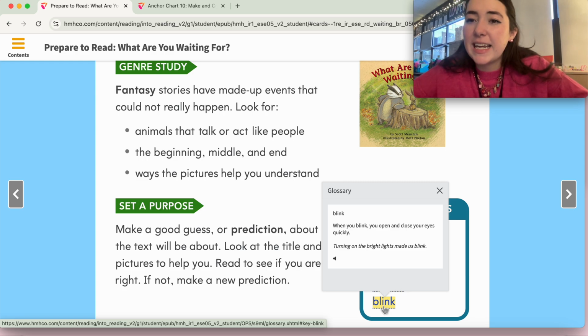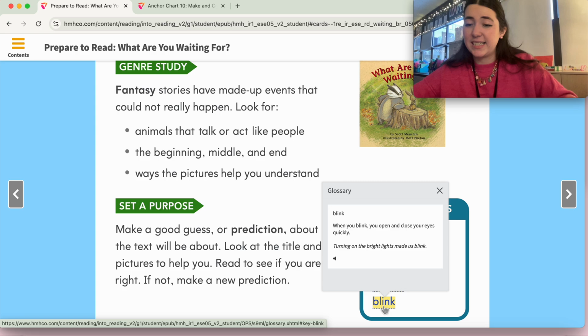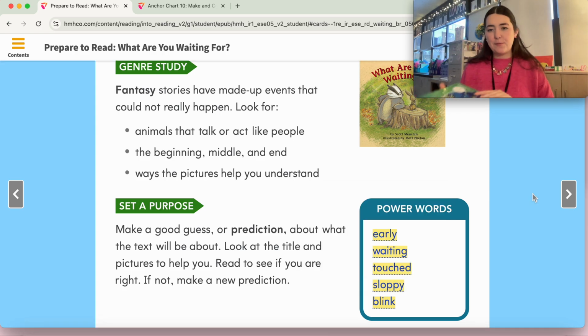Good job. That's blinking, is opening and closing your eyes very quickly. If I close my eyes and hold them closed, that's not a blink. That's just closing your eyes. It's when you close your eyes really fast. All right, so go ahead and open up to What Are You Waiting For?